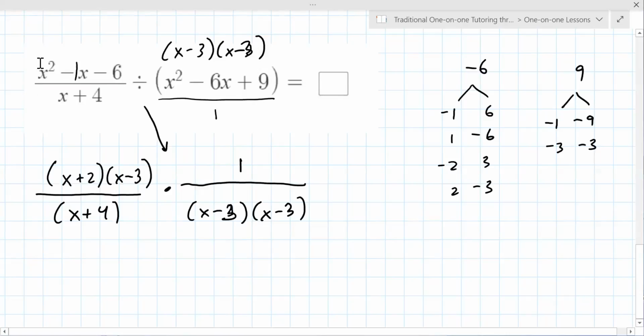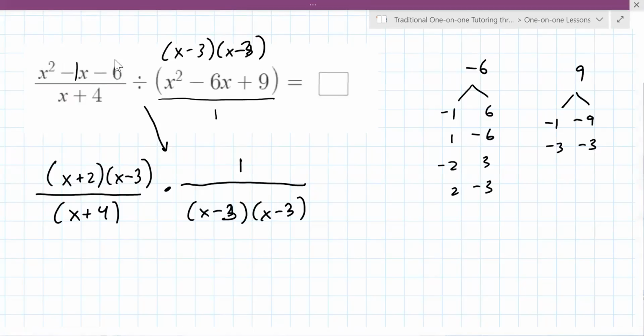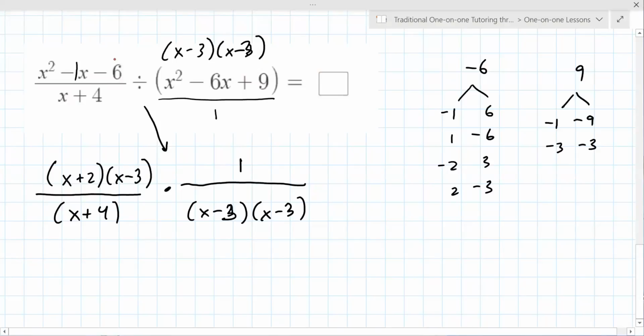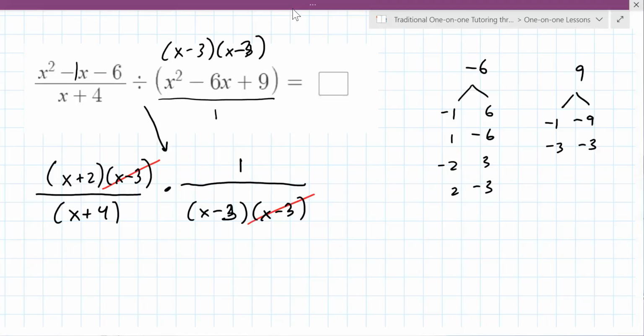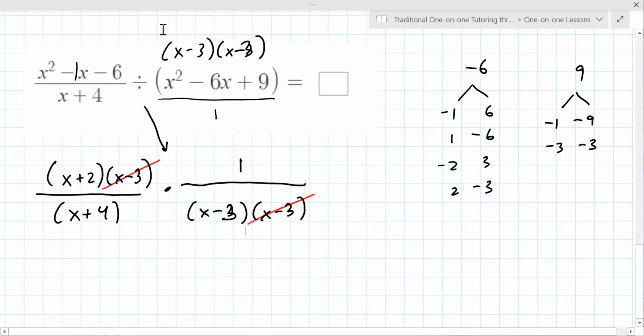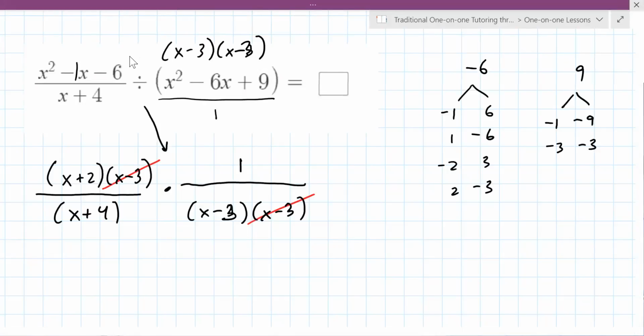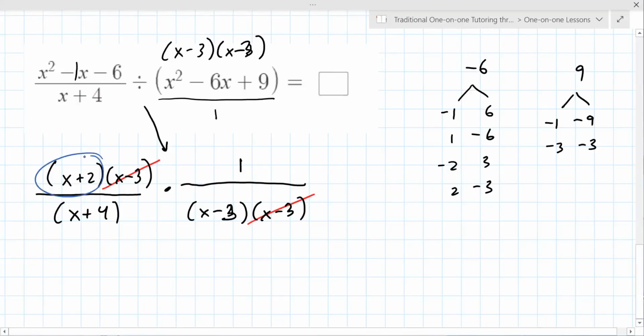Okay. So if you can factor, and you can, and maybe it takes a little longer, then you start canceling. So what do you want to cancel here? What do you see that goes away? X minus 3. Anything else? No. Yeah, so unfortunately, you're left over with x plus 2.